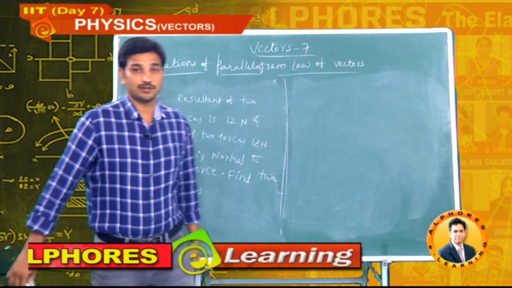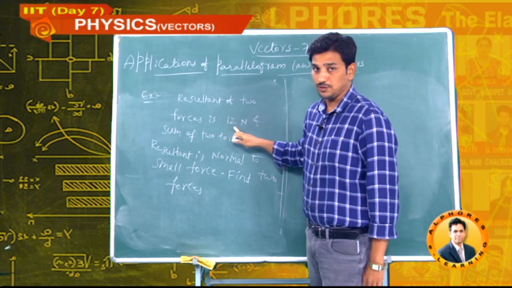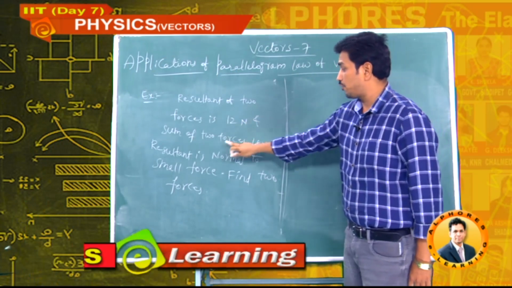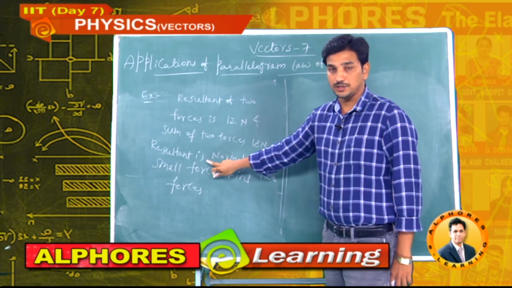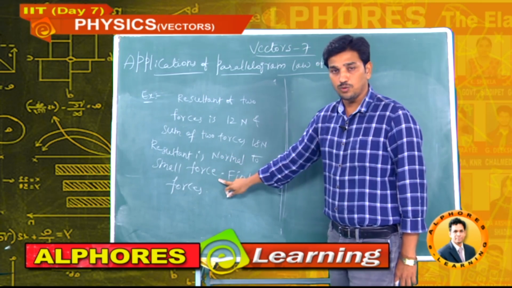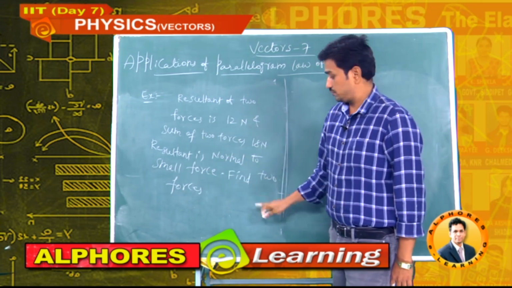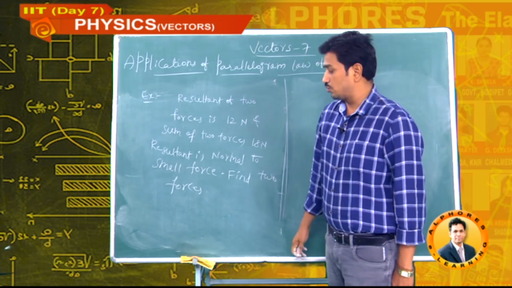Once again I will try to explain the question. The resultant of two forces is 12 newtons and the sum of two forces is given as 18 newtons. And one more point they mentioned in the question, the resultant is normal to the small force. I do not know what the two forces are. So that is the question, find the forces. Now how to do it?